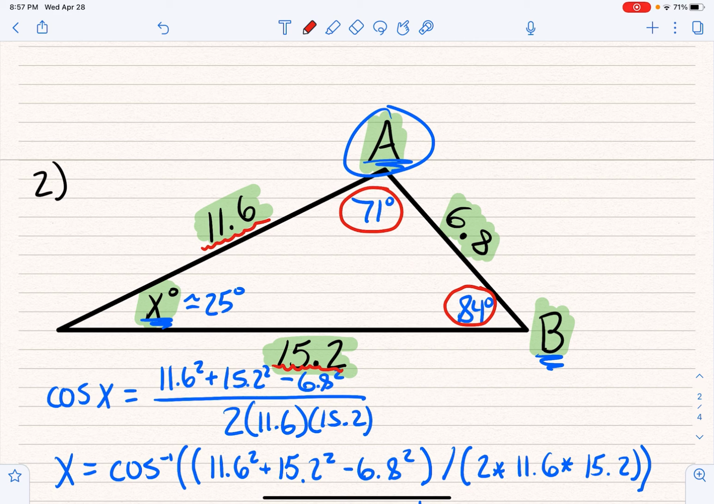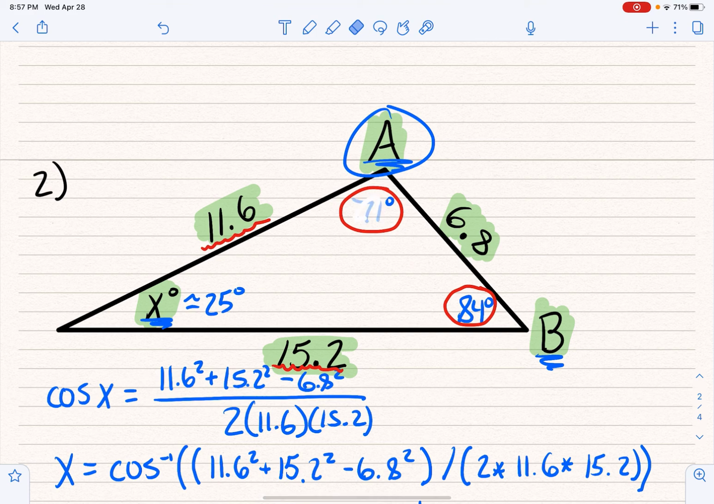This triangle could not exist in this format. You could have a triangle with sides 11.6, 6.8, and 15.2, but it will not have these three angles inside it. But yet all of our math is right. So here's the correct order, okay? We're gonna go back.